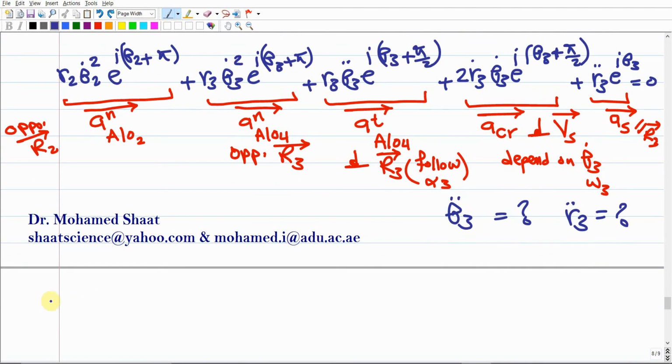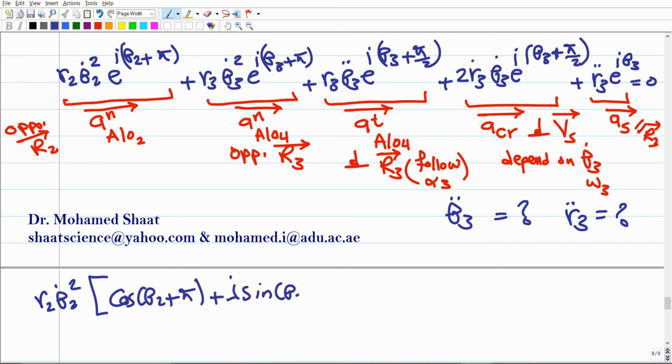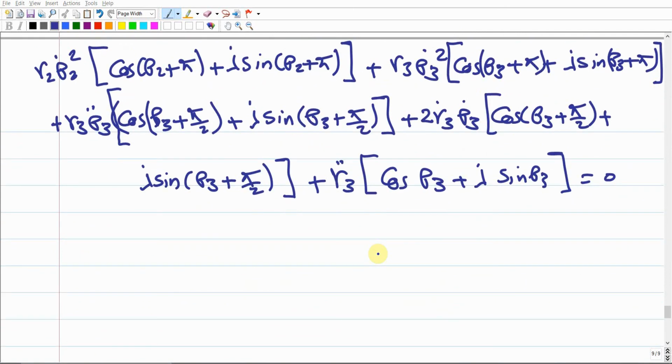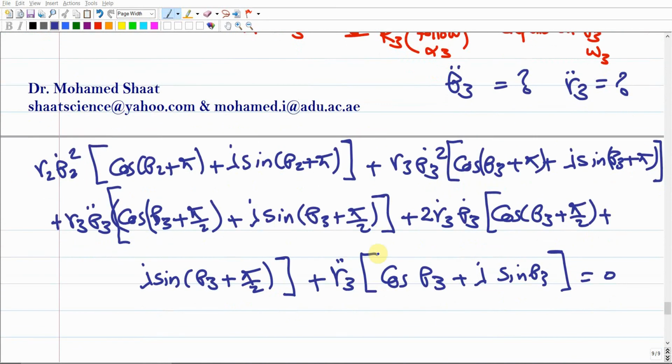So the first term will be r2 theta 2 dot square, and then we're going to have the cosine of theta 2 plus pi plus I sine theta 2 plus pi. This is going to give us the first term. The second term will be r3 theta 3 dot square, the cosine of theta 3 plus pi plus I sine theta 3 plus pi. And so on. So we're going to end up with this form after we write the loop closure equation of the acceleration analysis in terms of the trigonometric functions.